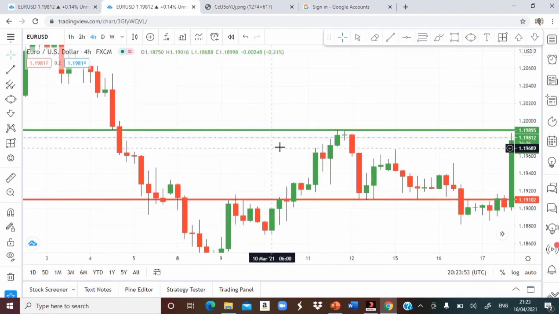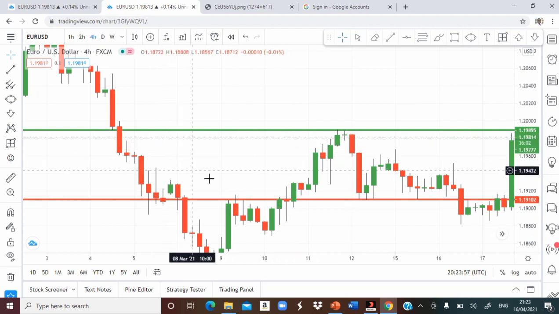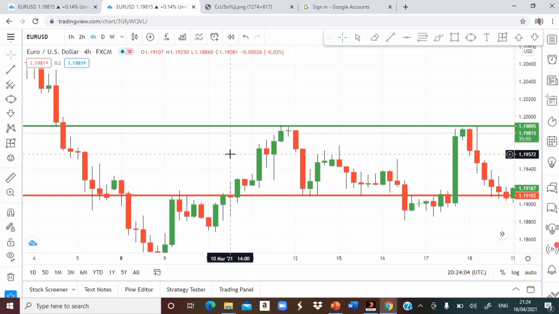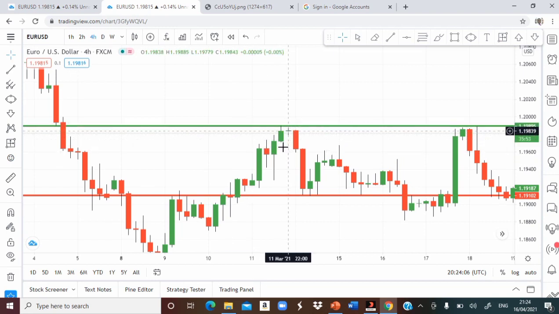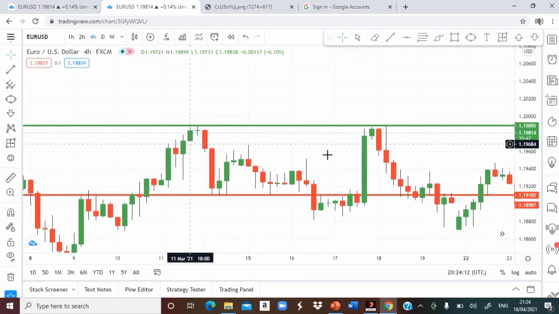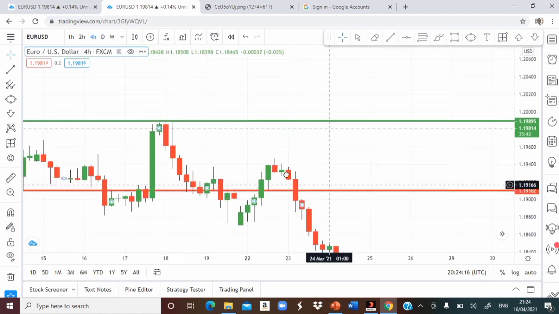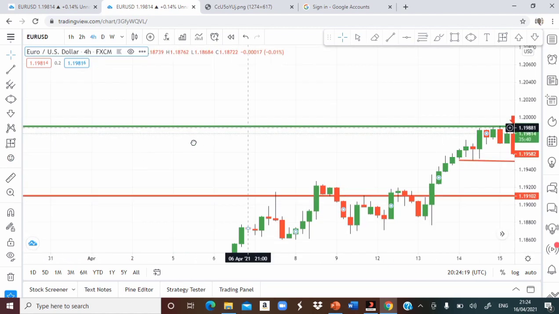You see room. You call it room to the left. There is room to the left. Look at the room. There is enough space. Price has not been here for some time, for days. Price has not seen this place. So this one will give you a higher probability trade setup than when you just come here and you see plenty of touches, plenty of price action, plenty of movement on that particular zone.